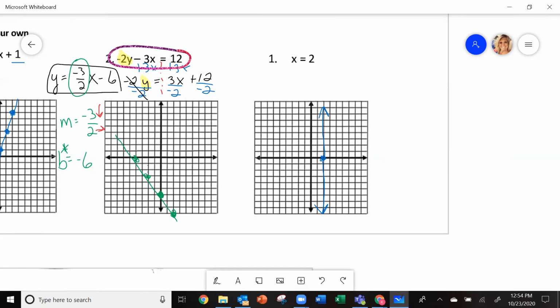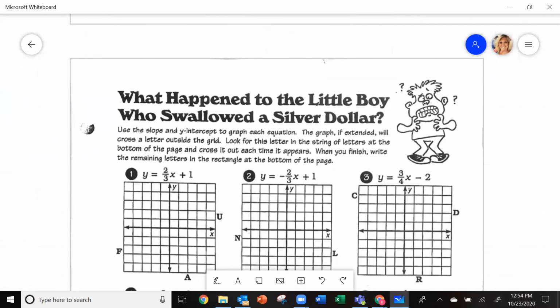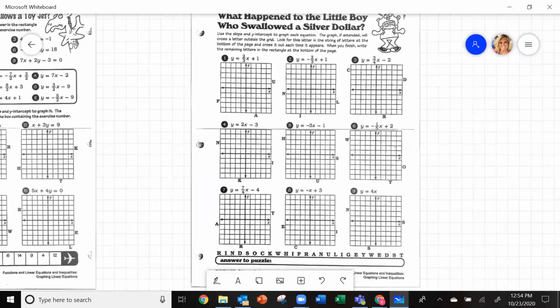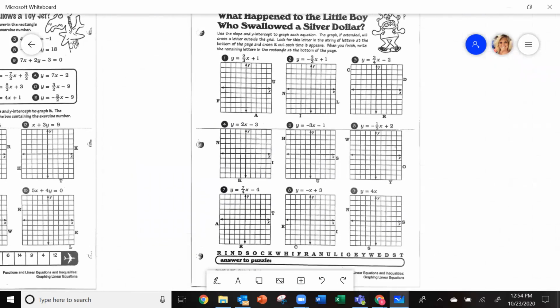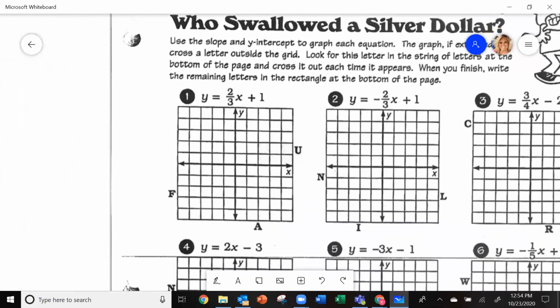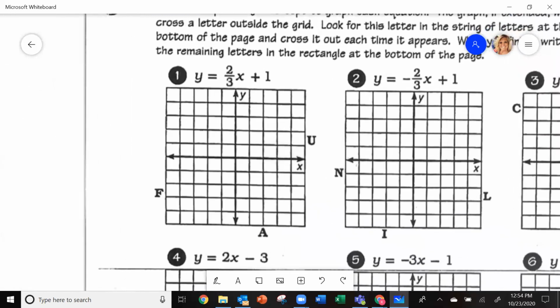Now, for your assignment, let's look at one of the first ones so I can make sure you know how to do this. Here's the first assignment and what we were supposed to do. Let me zoom into the first one. What we're going to do first is graph number 1.